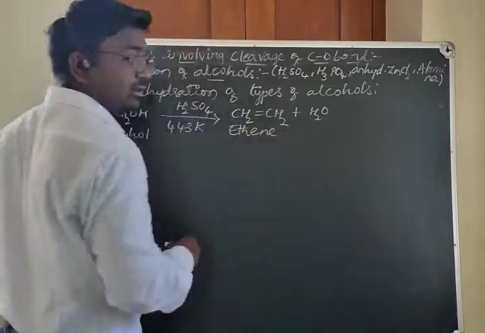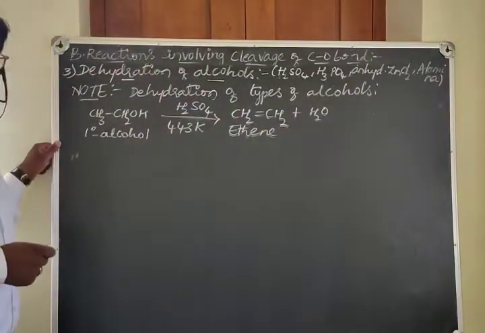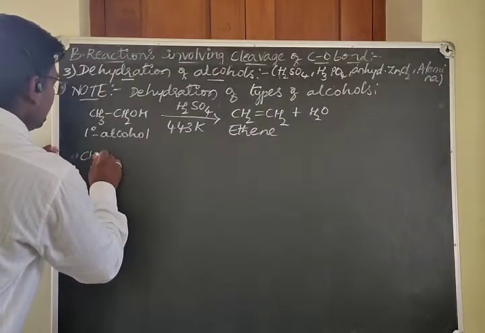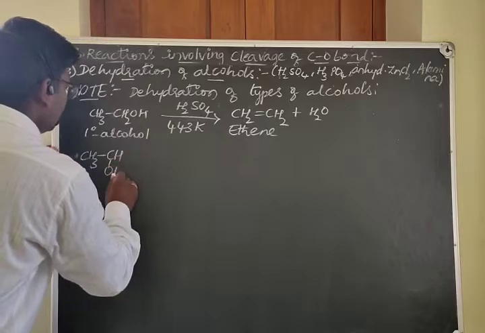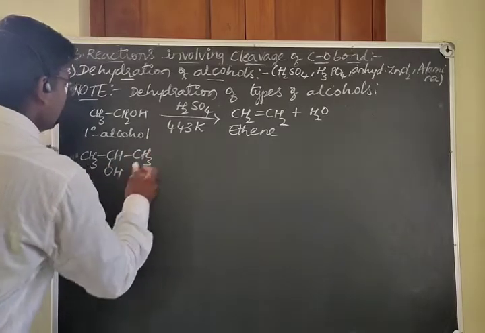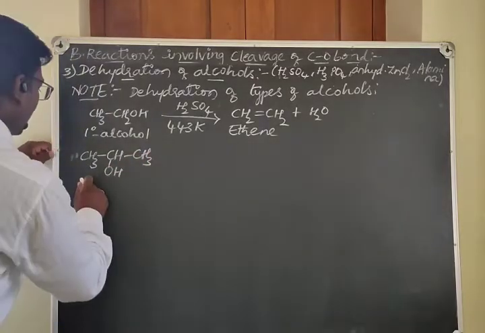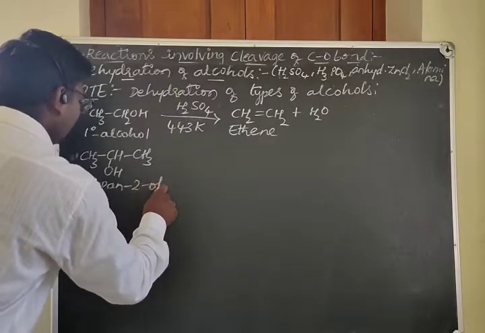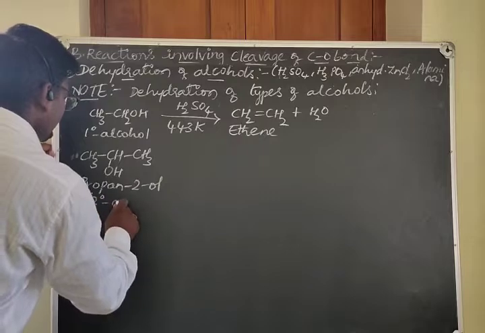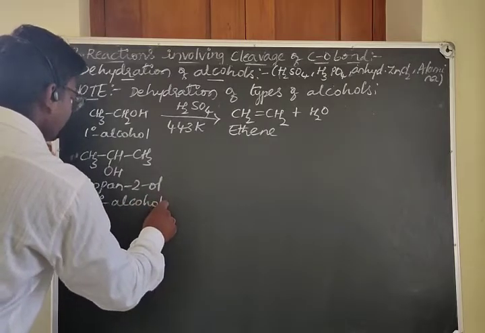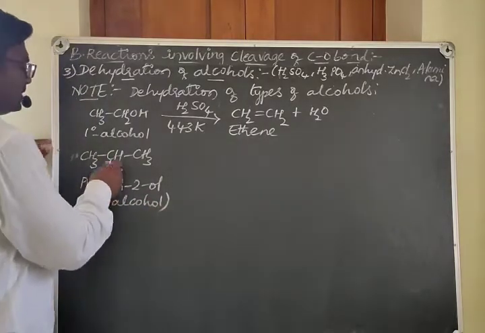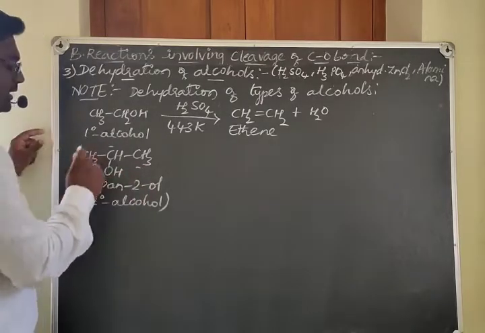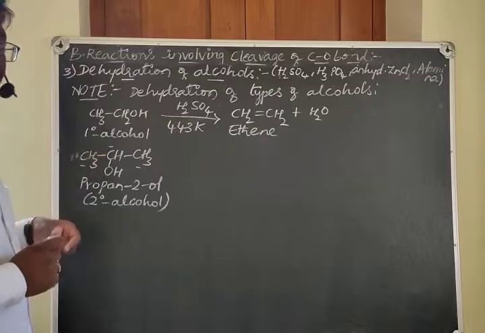And let's see the dehydration of a secondary alcohol, for example propan-2-ol. This is propan-2-ol, a secondary alcohol. Why is it called a secondary alcohol? I have already told you in the earlier class. The functional group containing carbon is linked to two other carbons. Therefore, it is a secondary carbon and secondary alcohol.